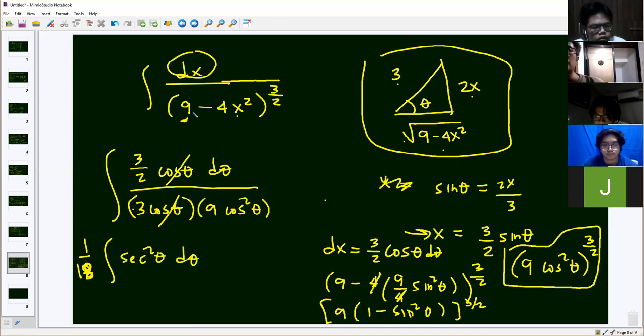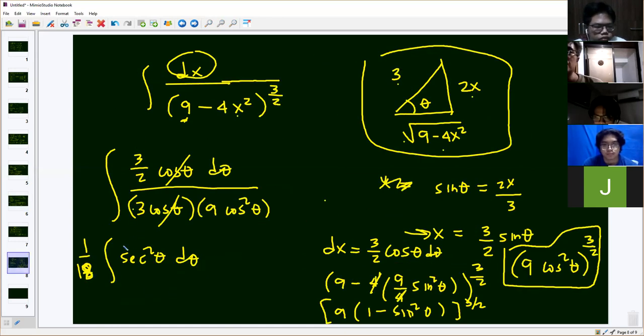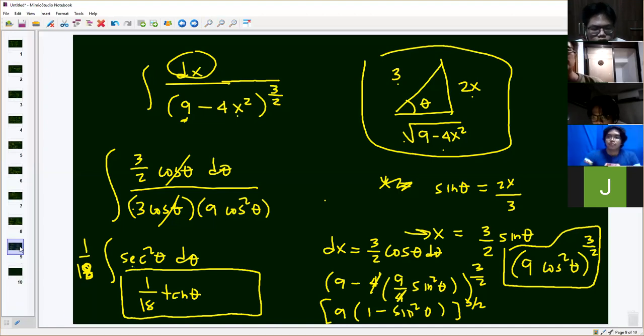At hindi ko sinulat. Kanina, nung problem kanina, sinulat ko yung integral ng secant theta. Hindi ko na sinulat integral ng secant squared. Ano ba ang integral ng secant squared, guys? Tangent theta. Tangent, right? Kasi derivative ng tan sec squared. So this will become 1 over 18 tan theta. There. Plus C sana. Tapos na sana rito. Kaso, you remember, nag-substitution ka, trigo, babalik ka sa algebraic variable. Kailangan ibalik natin to sa pagiging algebraic variable. Sa x. Hindi tayo titigil dyan.